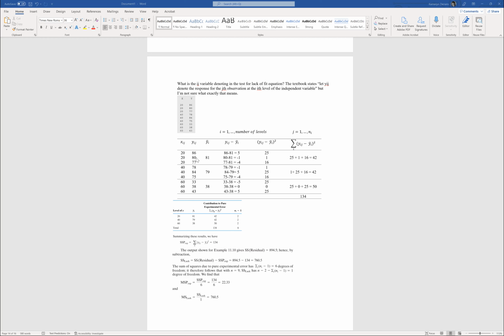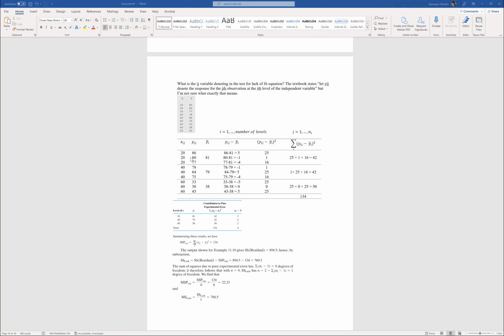80 would be y12. 77 would be y13. 78, now we're in the second group. This is y21. 84, y22. 75, y23. Now we're in the third group. We're in the third level. So 33 would be y31, 38 would be y32, and 43 would be y33.